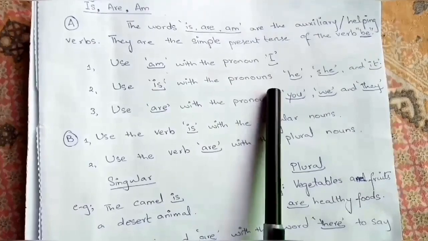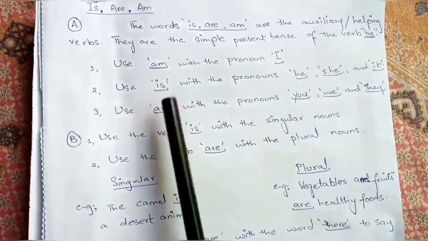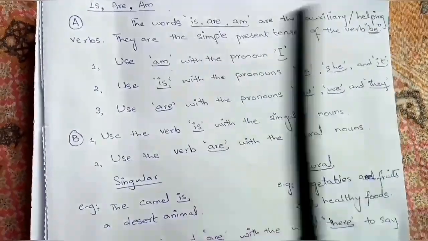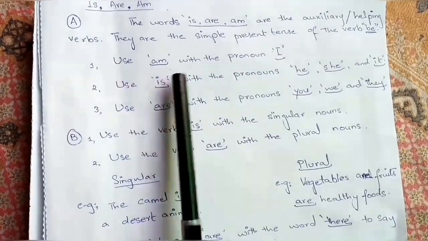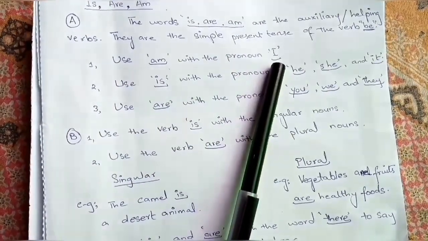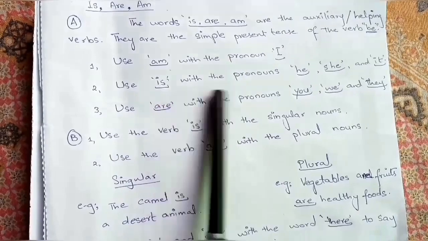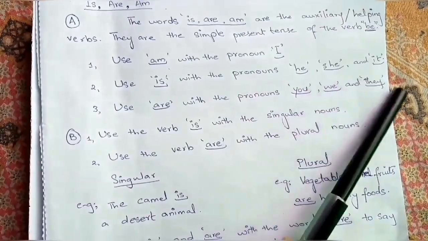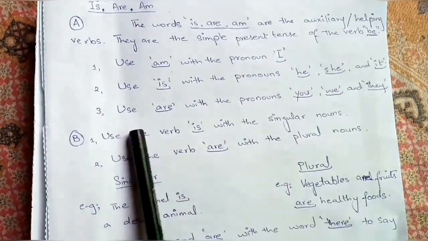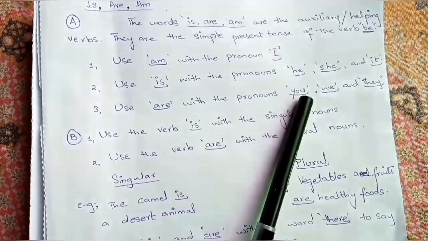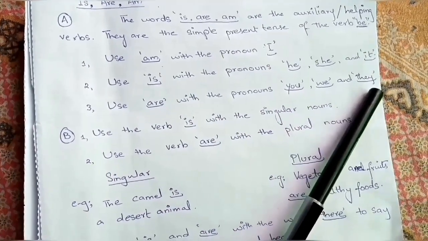Now I will discuss that with which pronouns we have to use the words is, are, and am. Firstly, use am with the pronoun I. Use is with the pronoun he, she, and it. Use are with the pronouns you, we, and they.